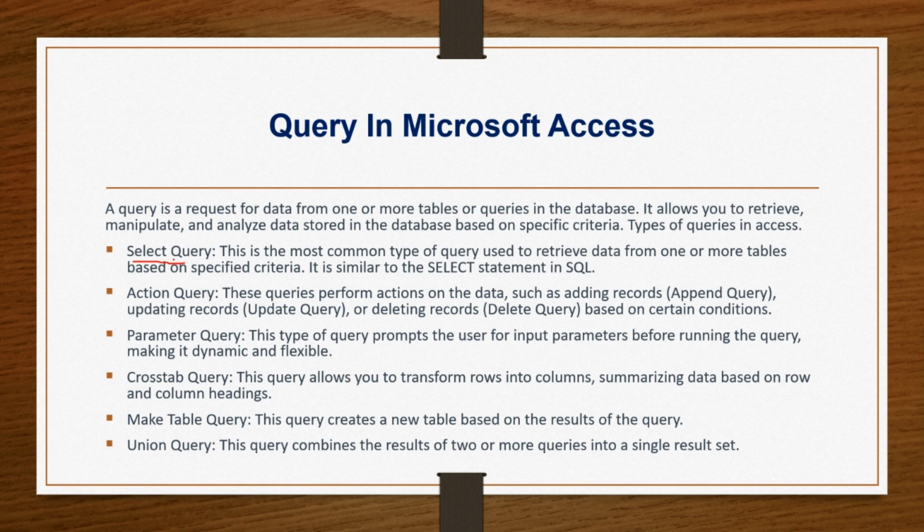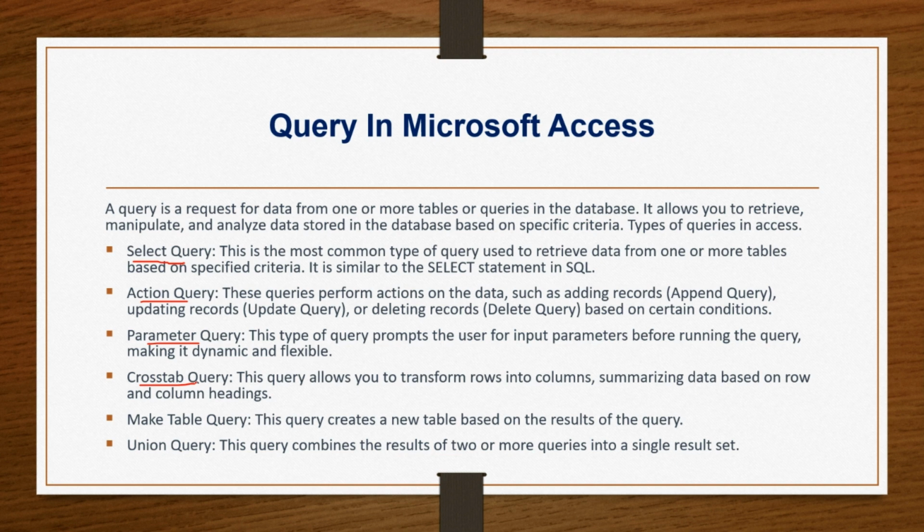One is select query. This is the most common type of query, used to retrieve data from the database, from a table or queries itself. Second is action queries. These queries perform actions on data such as adding records, that means appending data, deleting data and updating data. Third is parameter query. This type of query prompts the user for input. On the basis of the user's input, this query gives you the result set.